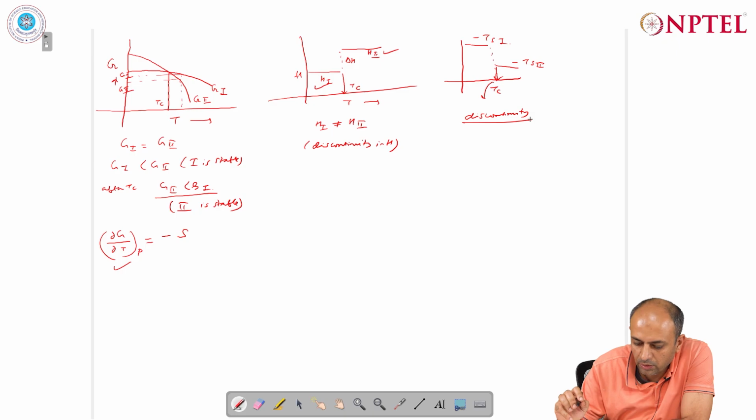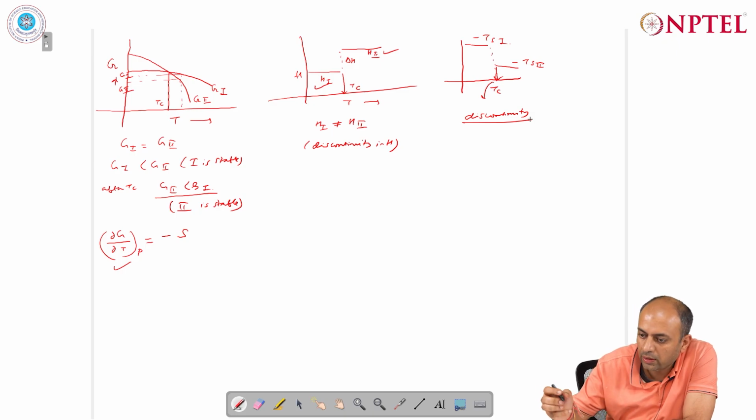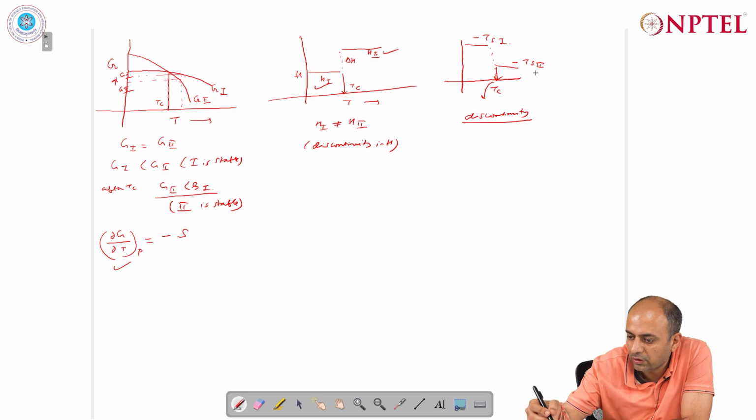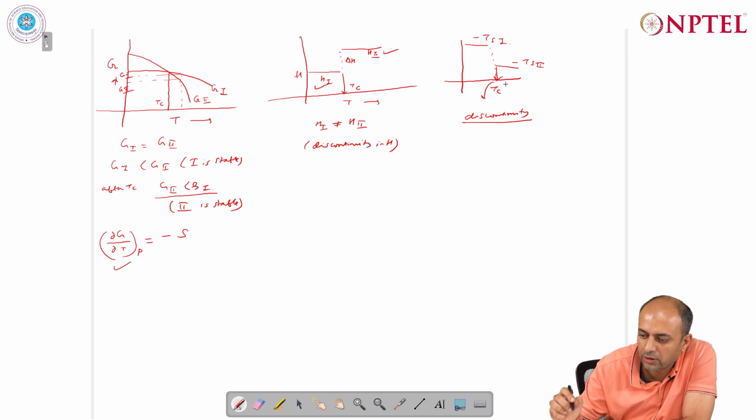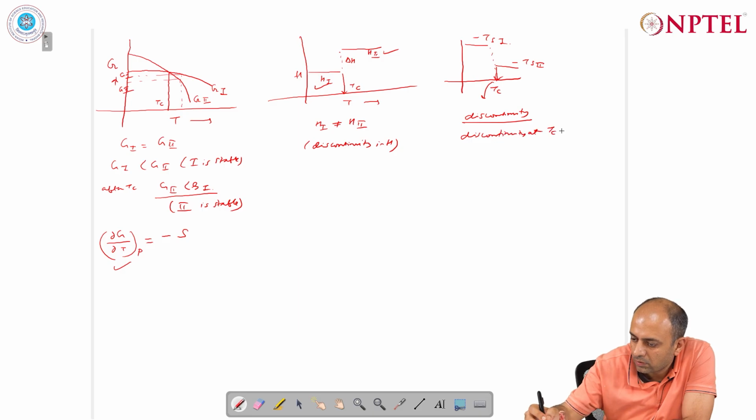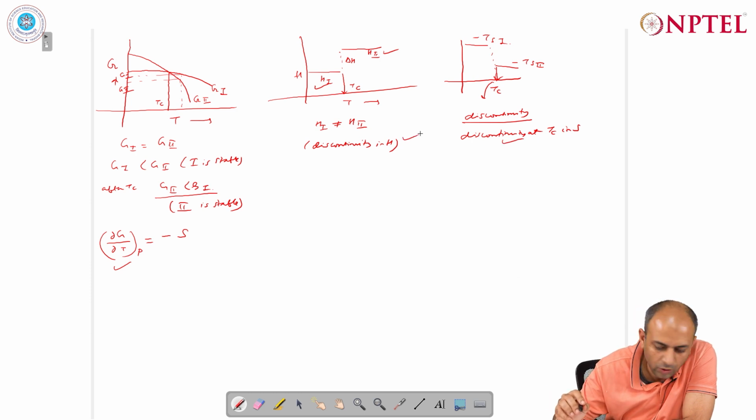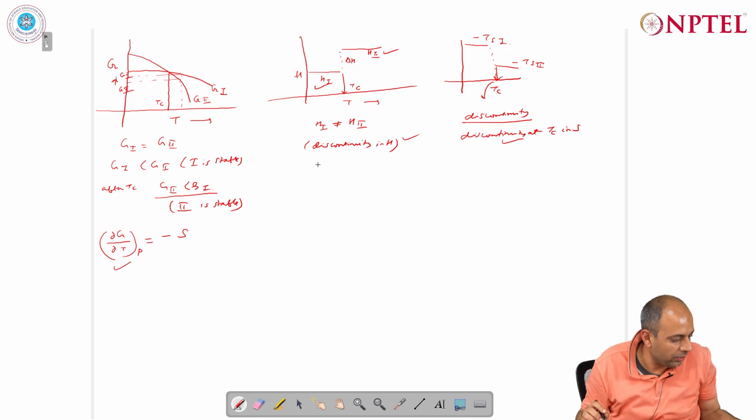If you were to look at minus Ts1 as a function with respect to Ts2, there is also a discontinuity at Tc. So we have discontinuity in entropy, we have discontinuity in enthalpy, and these are characteristics of a first order phase transition, that you have these variations.